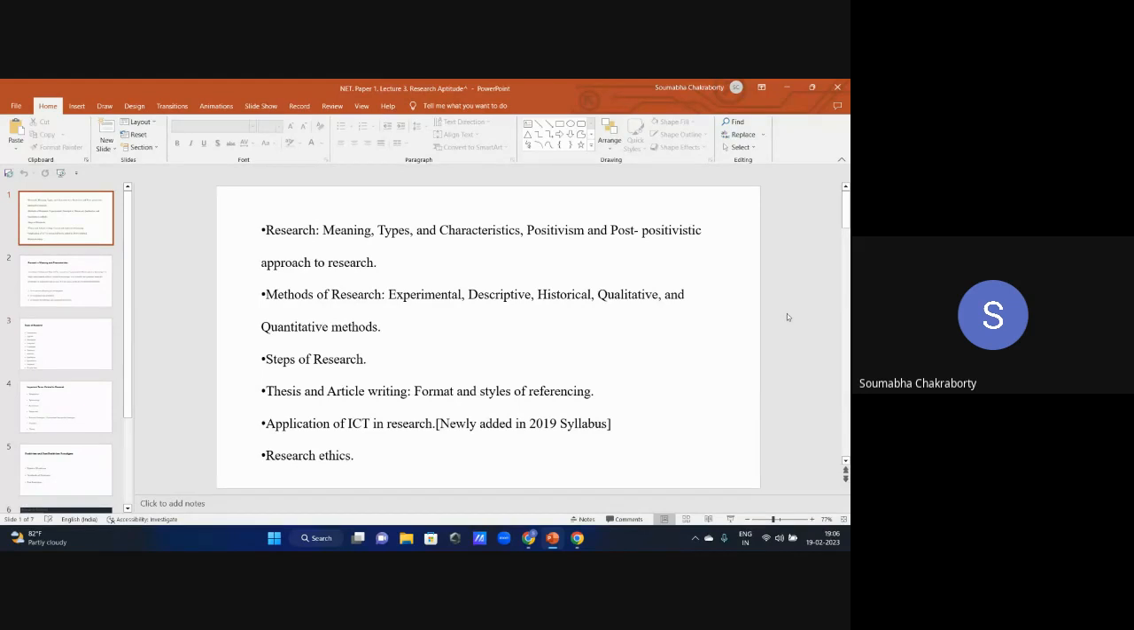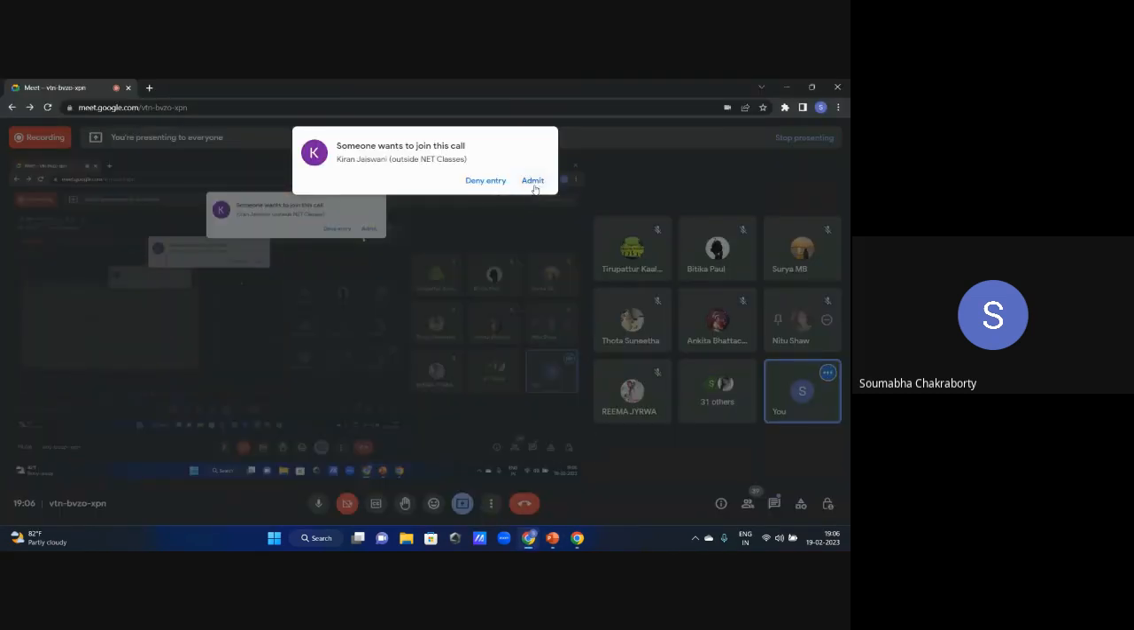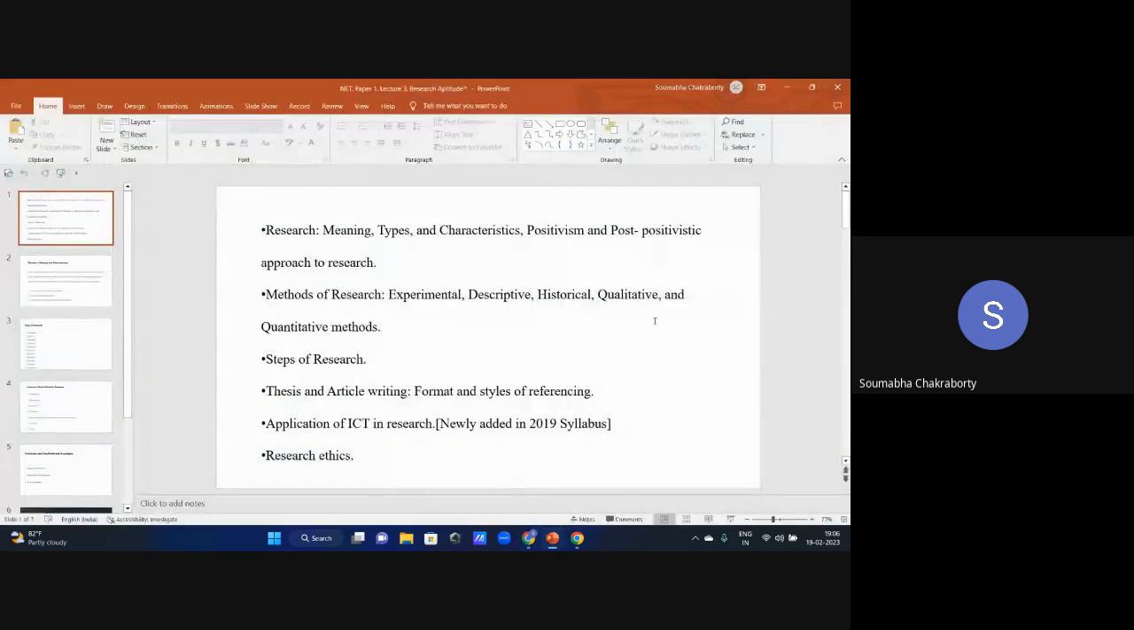First is what is research: the meaning, types, and characteristics of research. Then we have positivism and post-positivistic approach to research. Then we have several methods of research like experimental, descriptive, historical, qualitative, and quantitative methods.